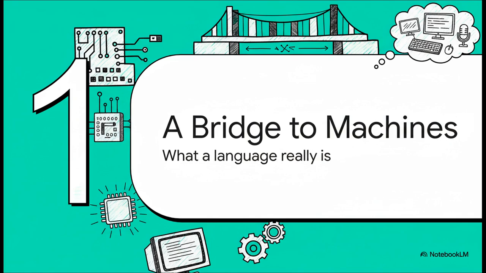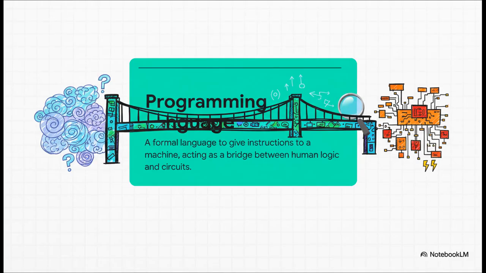Okay, first things first. Before we can track how code evolved, we've got to be super clear on our starting point. What exactly is a programming language? This right here really nails the core idea. A programming language is, at its heart, a bridge. You've got human logic and ideas on one side, and on the other, you have cold, hard computer circuits. The language is that crucial link that lets our thoughts cross the gap and actually make the machine do something.